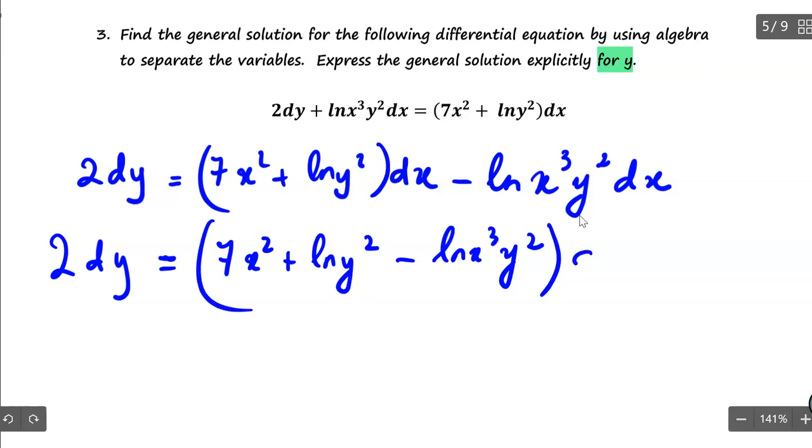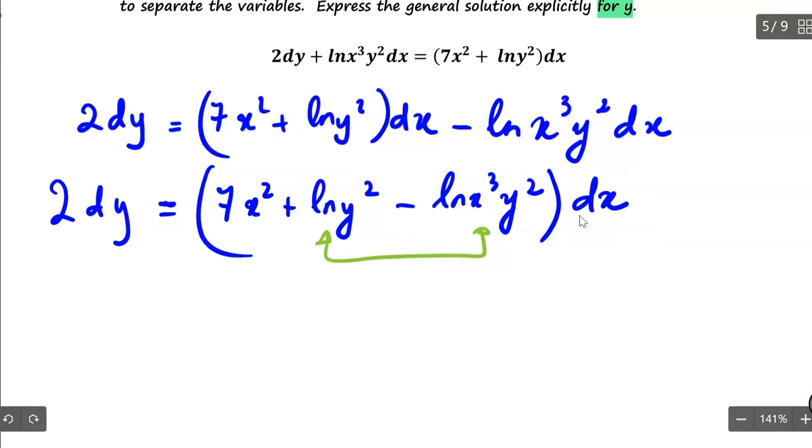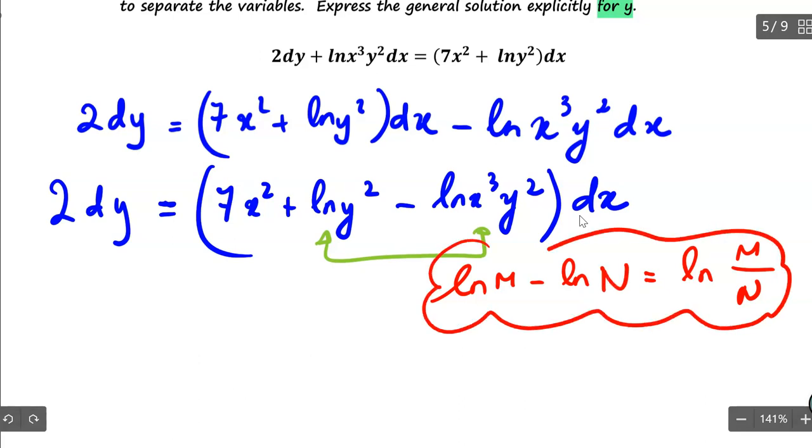Okay, factor out the dx. So when I factor out the dx, I am going to take a look at these two terms. Alright, I'm going to apply the property of logarithm. So the property of logarithm says that this is in fact equal to ln of m divided by n. So this should be an n here. Alright. Okay, so I will apply this property of logarithm.